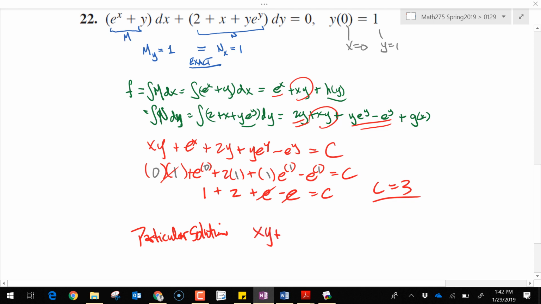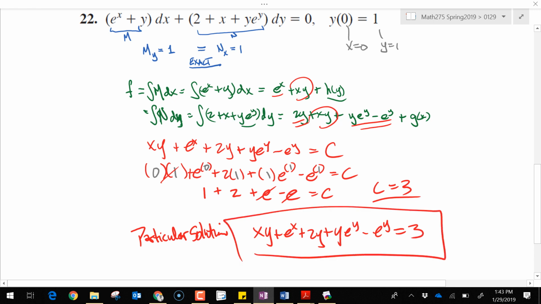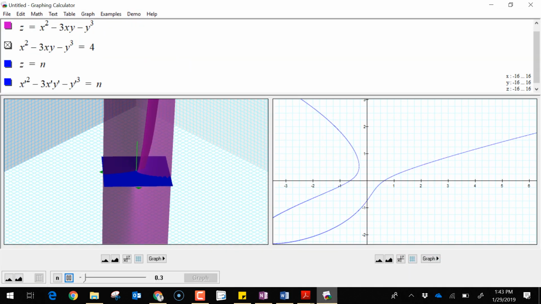We got xy plus e to the x plus 2y plus y e to the y minus e to the y is equal to 3 is a particular solution. That means in the whole family of solutions that you might have been able to get, the one where this is equal to 3 is our specific solution. In fact, we can do that really quick with our graphing calculator.